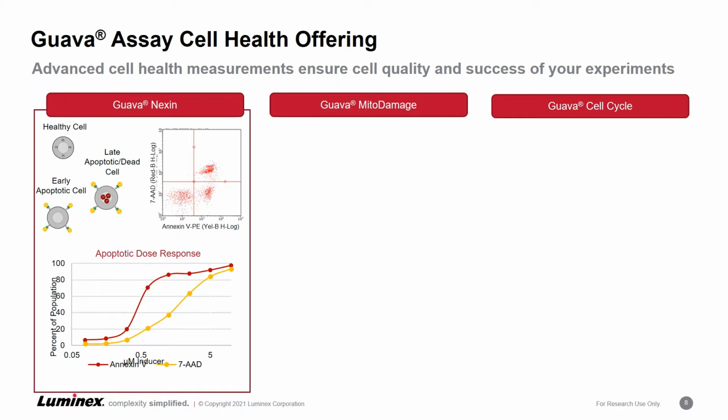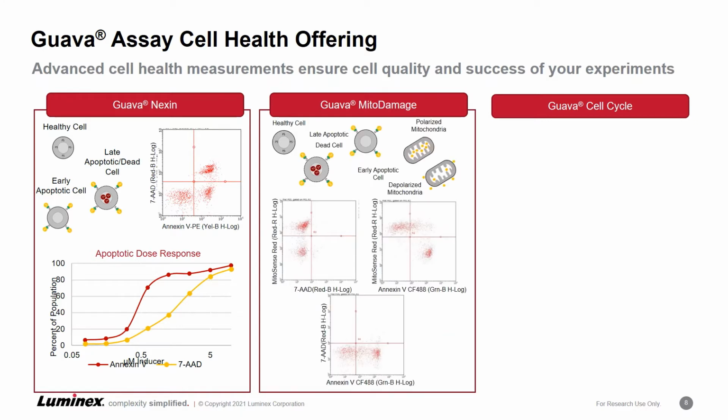Additionally, we show a dose-response curve using the Nexin assay on Jurkat cells that have been treated with staurosporine with different concentrations. The graph clearly shows that the annexin V response increases with the higher inducer concentration, as well as a higher percentage of cells showing cellular death.